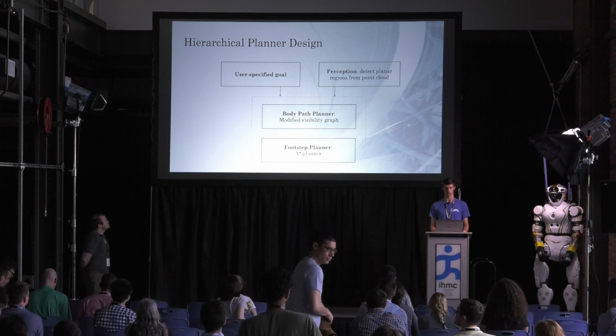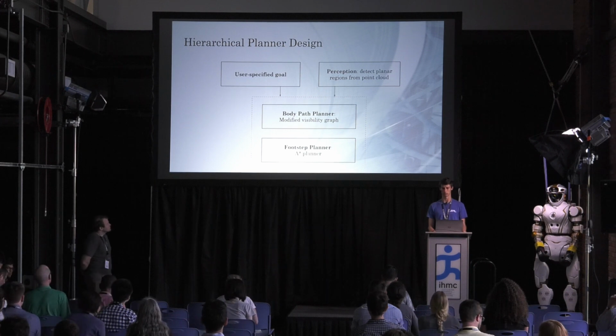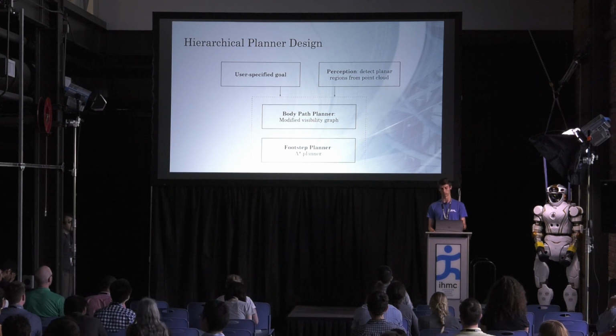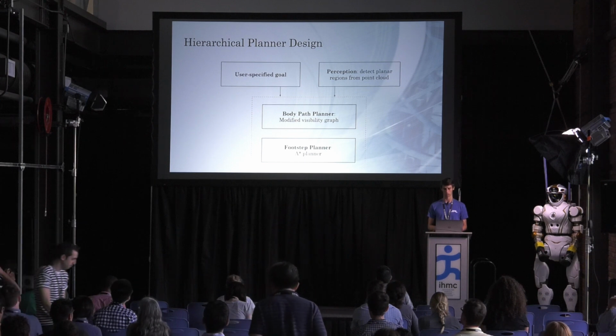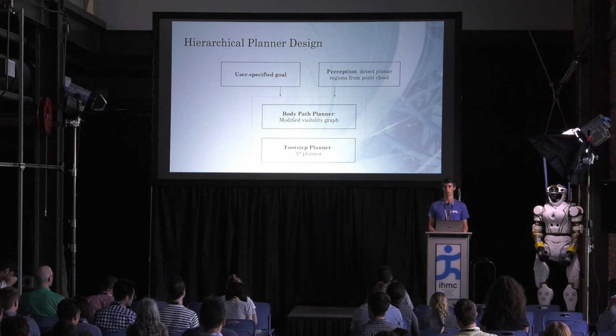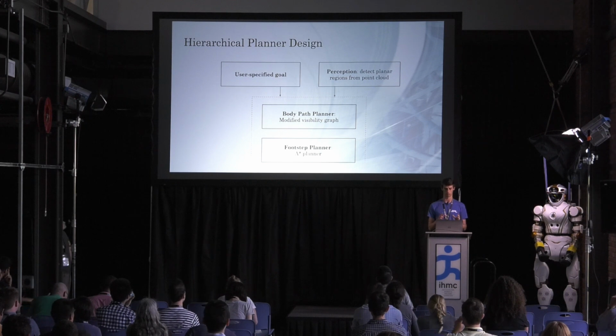So here's an outline of the planner. It takes in a user-specified goal and perception information from LiDAR and feeds this into a two-stage planner. The high level is a body path planner, which does a coarse approximation of where the body path should go, and this feeds into a low-level planner, which actually looks for footholds. This planner is completely independent from the controller, so it is looking for a list of timed footsteps, and then this feeds into our controller, which navigates those.